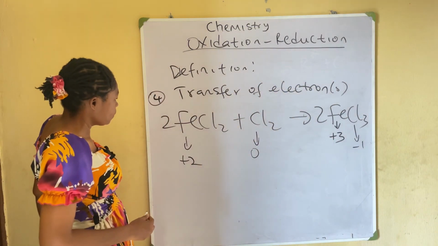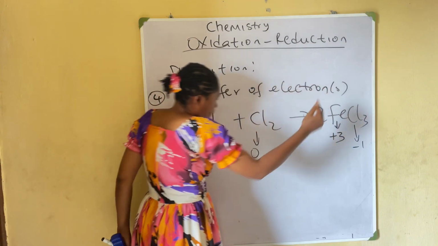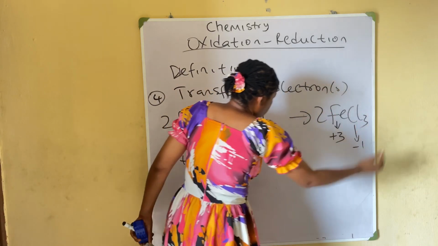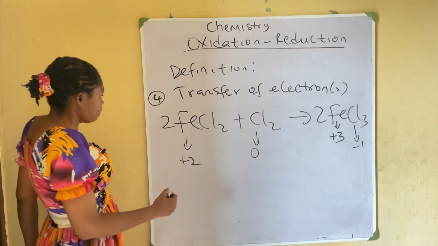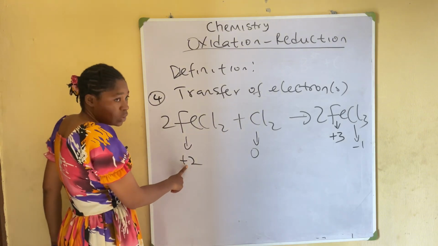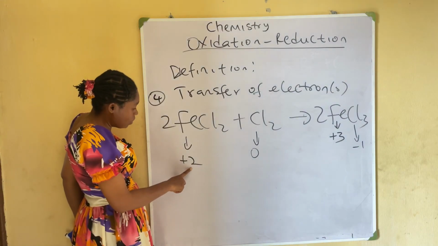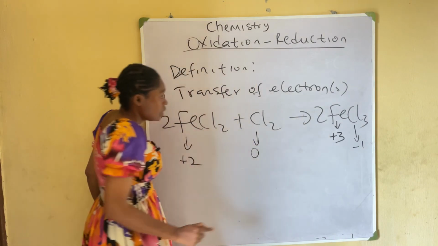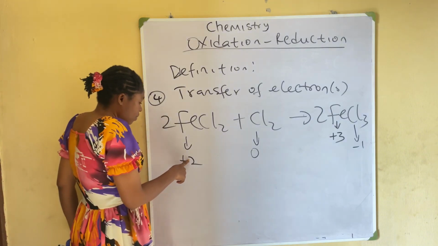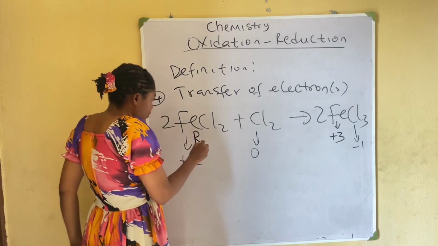It means that this iron 2 donated electron and became oxidized to iron 3. And chlorine accepted the electron and became reduced to chloride. Okay, you can see the oxidation number of this has changed. This is +2, and it has changed to +3. This is the oxidation number of iron from +2 to +3. That species that leads to increase in oxidation number in positive direction is the reducing agent.